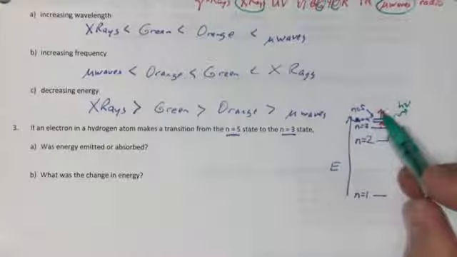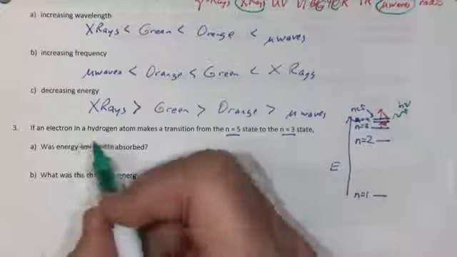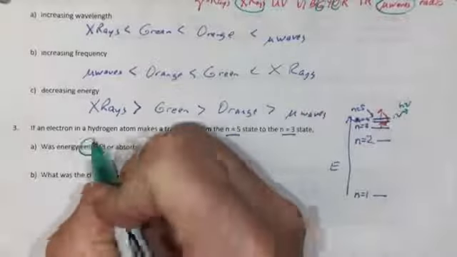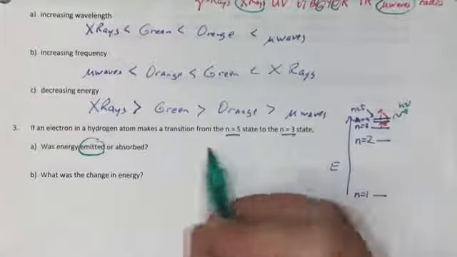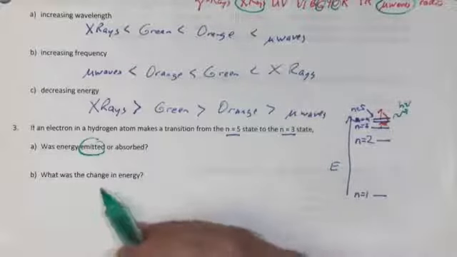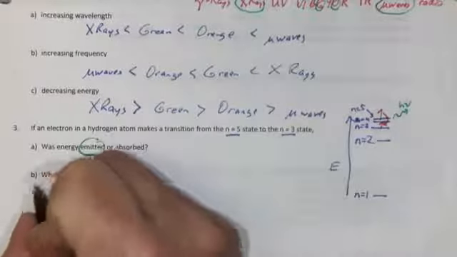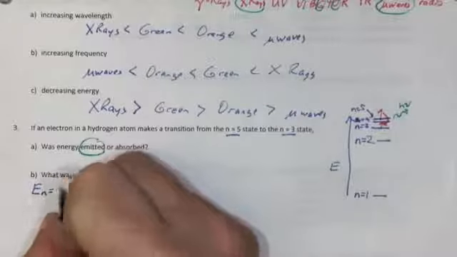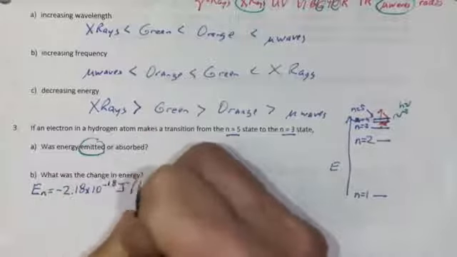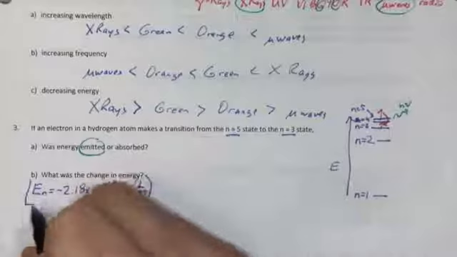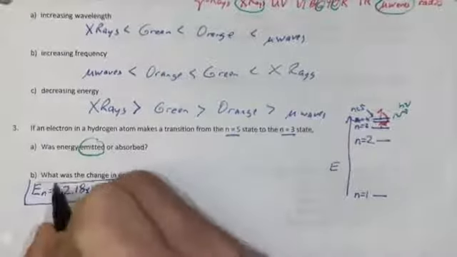And so the first part of the question is, was energy emitted or absorbed? Energy is emitted. The electron falls down and energy is emitted. If the electron goes from n equals 5 to n equals 3, then energy is emitted. Next, what is the change in energy? Well, this will be an equation that's given to you on the exam. So on the exam, you'll be given this equation that E sub n is equal to negative 2.18 times 10 to the negative 18 joules times 1 over n squared. So this equation is given. You do not need to memorize this equation.